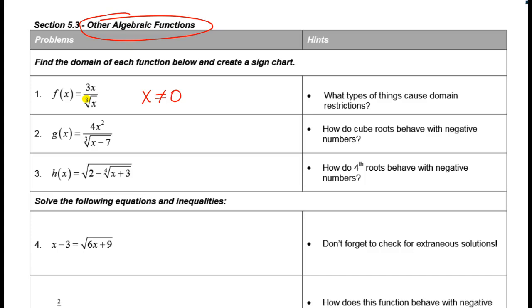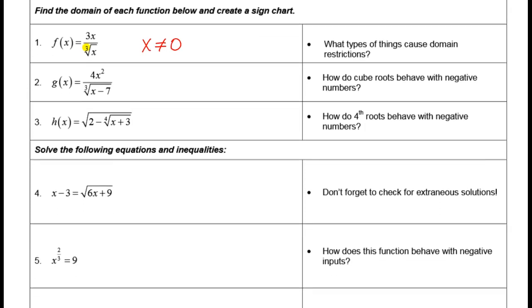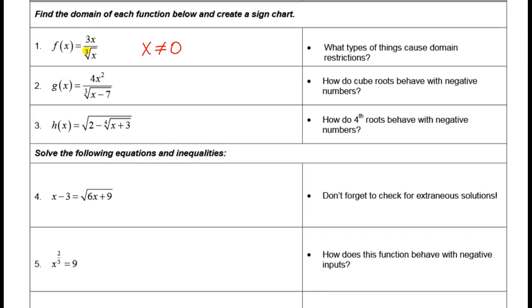All right, let's move on. Example 2, we have the quantity 4x squared divided by the cube root of x minus 7. Again, cube roots of negative numbers are okay, so it's okay to have the cube root of -1 or -5 or -7, but it's still not okay to have a 0 in the denominator. So this function cannot have x equal to 7. That is a domain restriction because that would give me a division by 0 error.